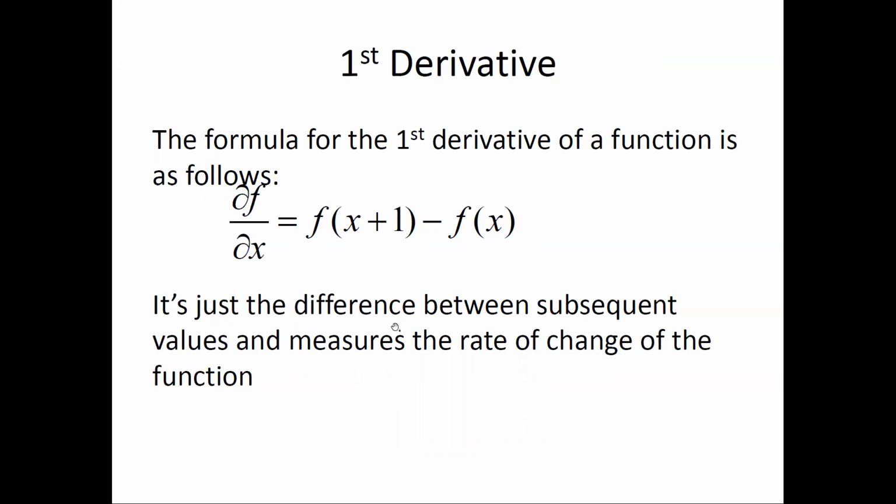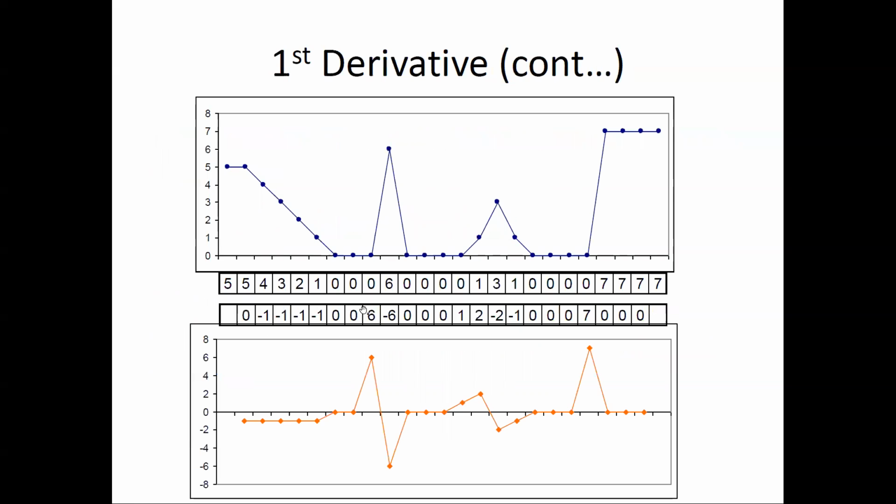We take the subsequent values and find the difference, and based on that we find the rate of change. The denominator dx is 1, because (x+1) minus x is 1, or x minus (x-1) is again 1. So either you use f(x+1) and f(x), or you use f(x) and f(x-1); it is the same thing. This is how we have the first derivative.